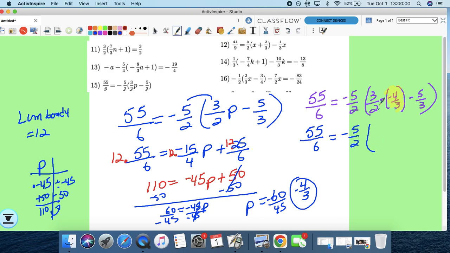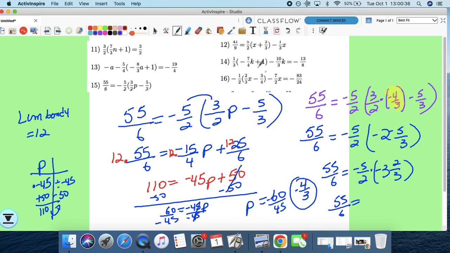-5/2, and in here I'm going to multiply these two. If I multiply these two, the 2s cancel out, and I'm left with -2 minus 5/3. So -2 minus 5/3 is simply -3 2/3. So 55/6 equals -5/2, and this becomes -3 2/3. And then you get to multiply that.